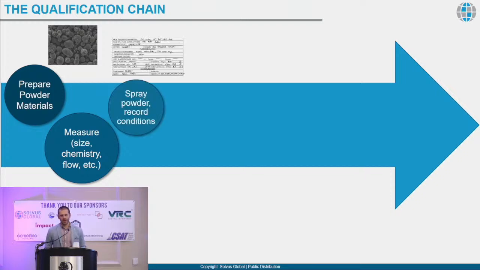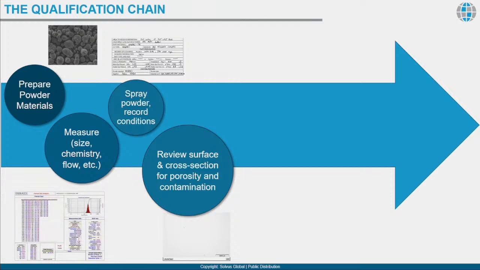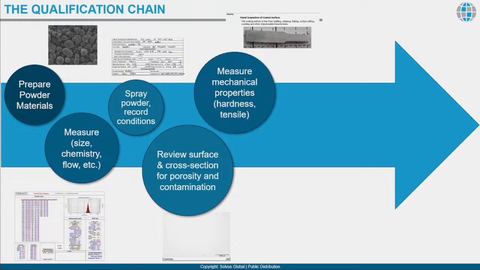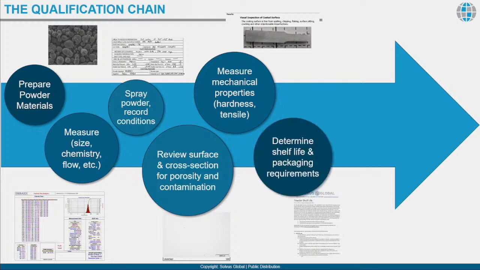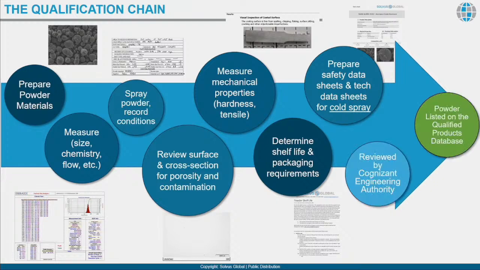Then you spray the powder to create whatever coupon you need for your proper testing per the mill standard. And all that's got to be recorded and tracked, right? It's got to be appropriate per what we'll call the Cognizant Engineering Authority. You've got to review the cross sections of the materials, make sure it's porosity free, and typically measure some sort of mechanical property. A lot of times that's going to be tensiles, it may be hardness, or it might just be that you're looking at the structure to make sure that it's defect free. Then you determine all your shelf life requirements, packaging, all of that fun stuff, technical data sheets, safety data sheets. Finally, you get through all of that and it goes through review, right?